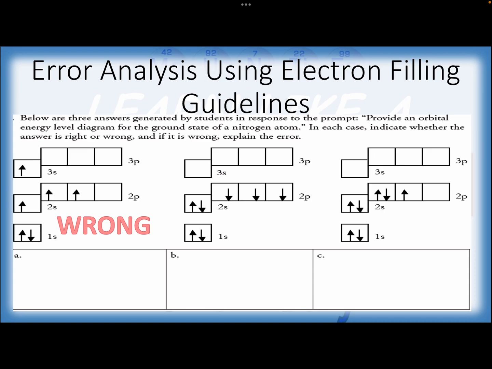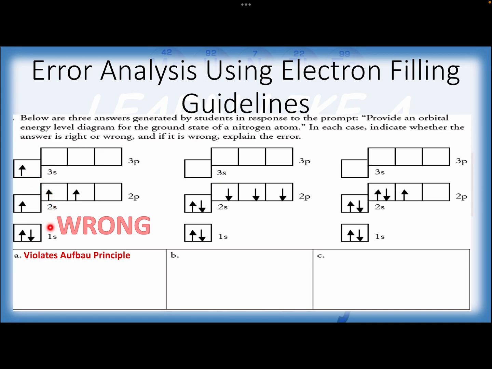As far as the guidelines go, Aufbau is the principle that is being violated here. Because remember, Aufbau says you fill in the lowest energy level orbitals first before you move to higher energy orbitals. Well, right here, the 2s orbital is not completely filled up. So we should not be putting electrons in 2p, much less the 3s orbital. So that's the first thing that's wrong.